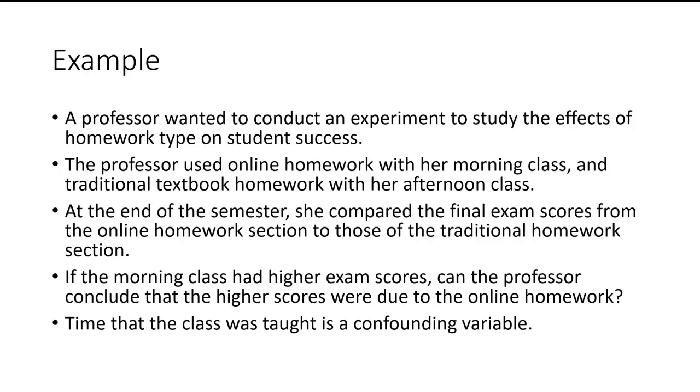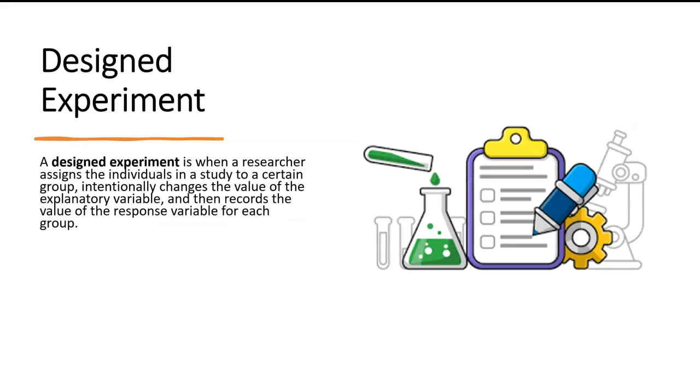All right. So the time that the class was offered was taken into account in the study. It was measured, and it could also explain the response of the higher final exam score. So because it was measured, the time that the class was taught would be considered a confounding variable. All right. So if there's another variable that can possibly explain the response variable, if that variable was used in the study, it's confounding. If that variable was not used in the study, it's lurking. Let me know if you have any questions about those.